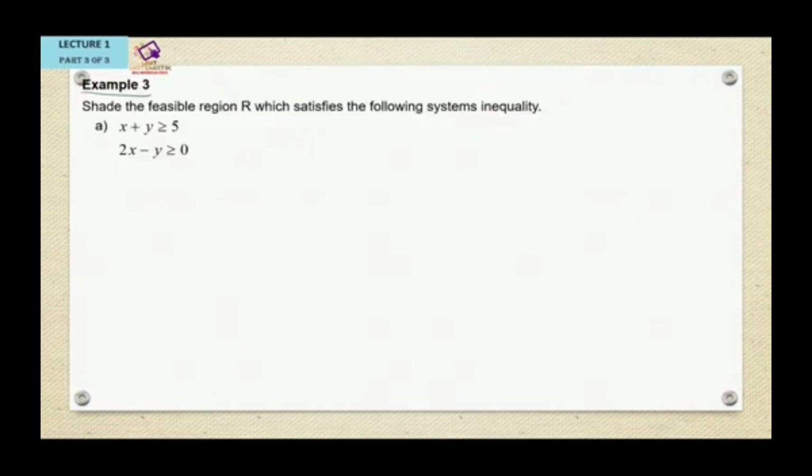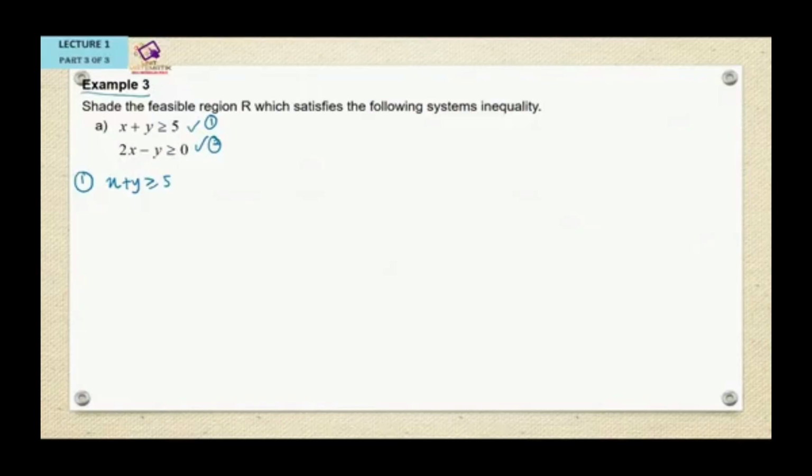For example 3, shade the feasible region R which satisfies the following system of inequalities. Here we have two inequalities that we need to solve. This is the first one and this is the second one. Let's do the first one first. We have x plus y greater than or equal to 5. Please remember, students, the steps are the same as before.